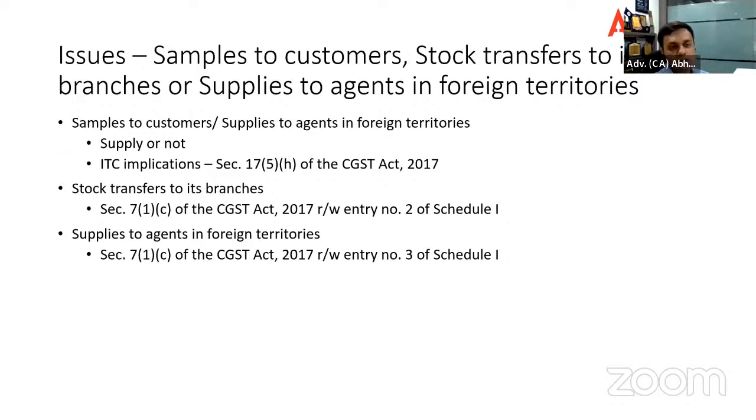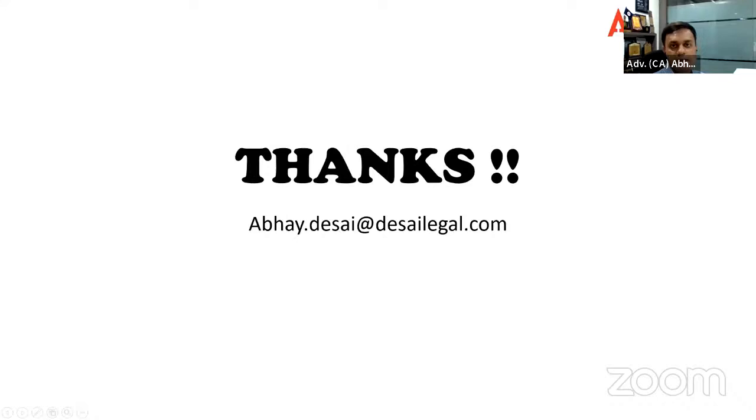Similar propositions are also applicable in the context of agents, where entry number 3 of Schedule 1 clearly covers a transaction between a principal and agent as a supply when the agent is going to make a further supply of the given goods. So again, to my mind, in this situation, I would say that giving the goods to a foreign agent would qualify as a supply, even if consideration is not there, by virtue of Schedule 1 entry 3, and therefore, on that basis, a view can be taken that refund of accumulated credit would be available.